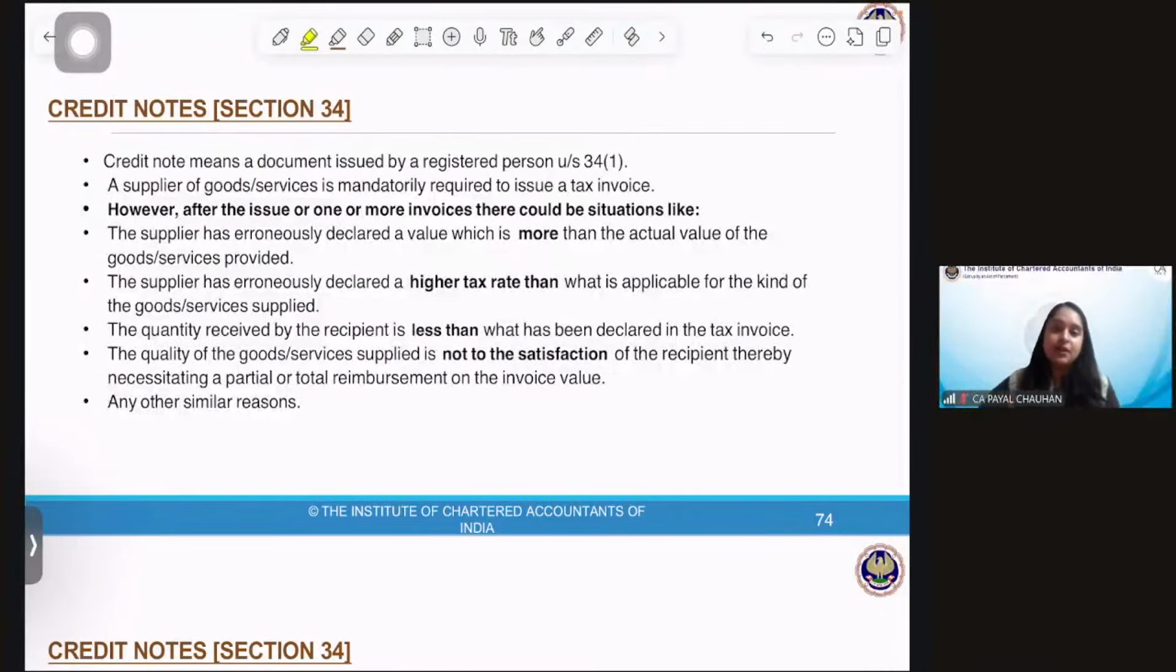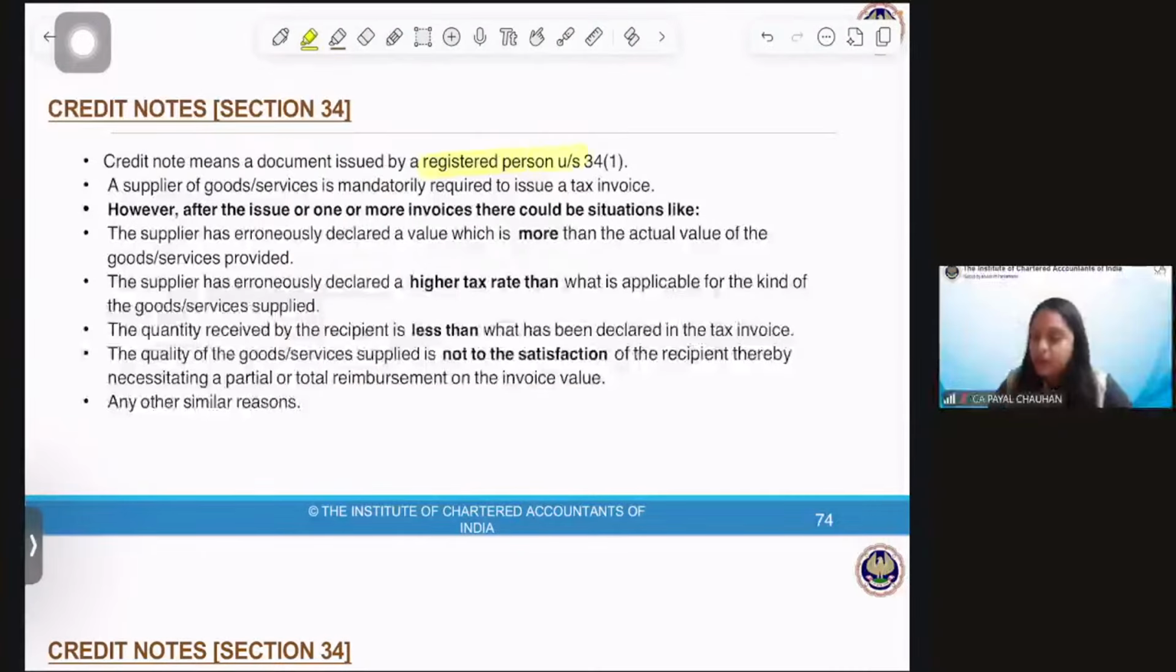Credit note. We are talking about credit note. Section 34, the last section. We have four sections: 31, 32, 33, 34. So, credit note means a document issued by any registered person.